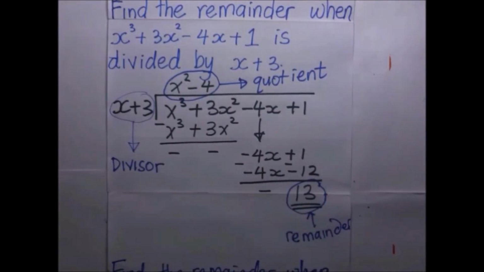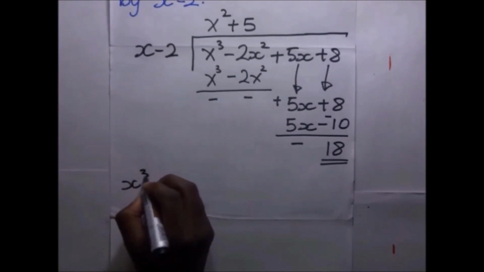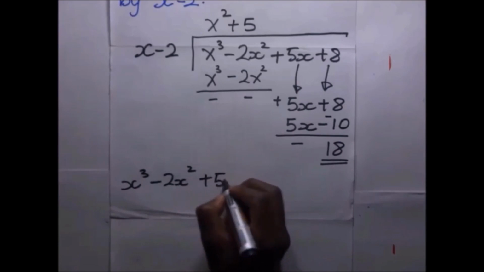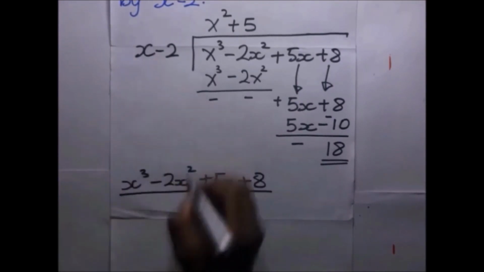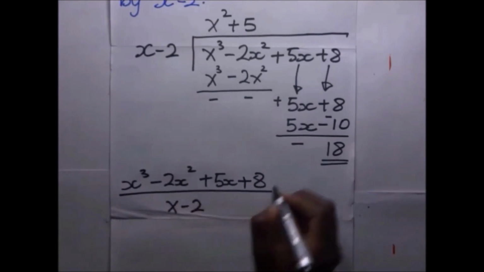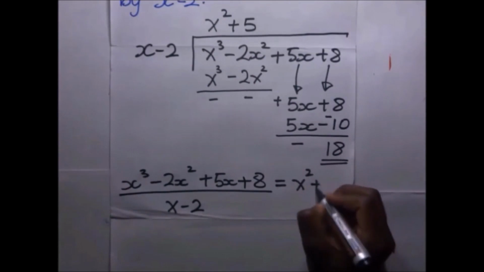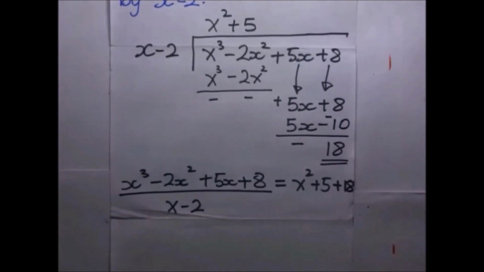So we can express this in a different way. When we got this x cubed minus 2x squared plus 5x plus 8, and we divided that by x minus 2, that gave us x squared plus 5 as our answer, plus the remainder, which is 18.